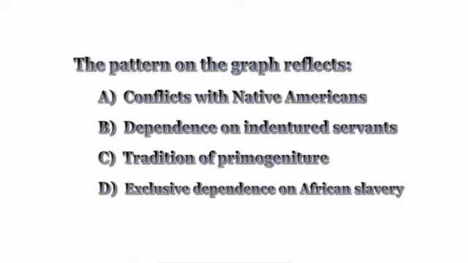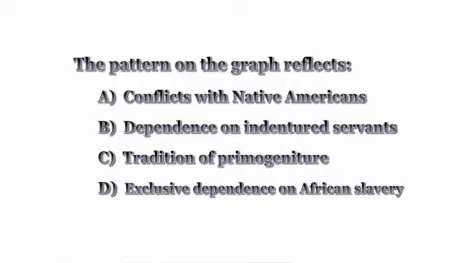Step 2. Read the questions carefully. This one is about identifying patterns on a graph. Identify key language that relates to the information on the graph. This would be whites, Indians, and Africans. Identify where the information begins to match up. White and black populations show some similarities. And finally, eliminate implausible answer choices.